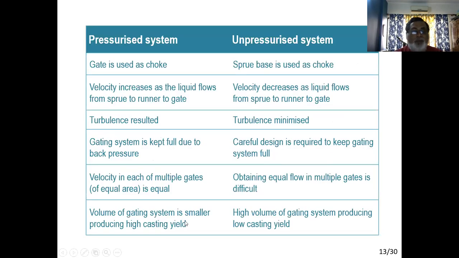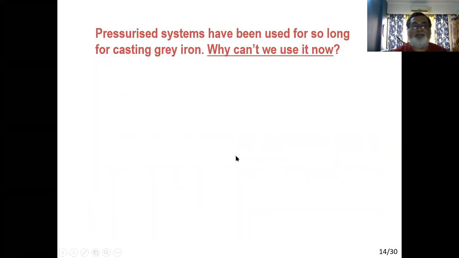The volume of the gating system is smaller because we are decreasing the channel. So volume is smaller, so casting yield is very high. On the other hand, here we are expanding the gating system, so it has a chunky size, and casting yield will always be lower. But because of the turbulence, we use this type of system in our design.